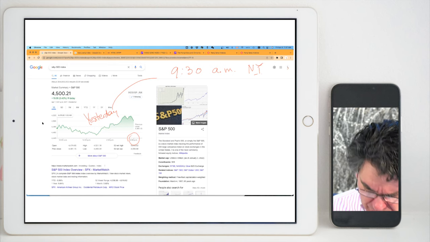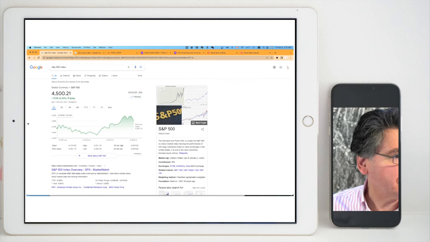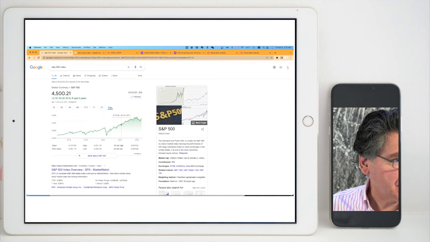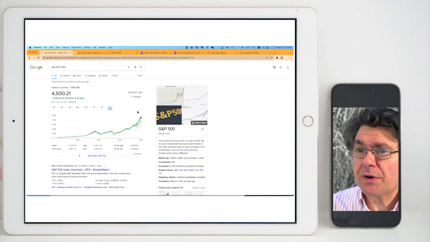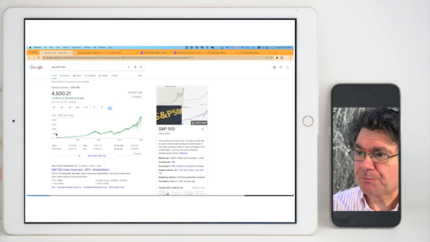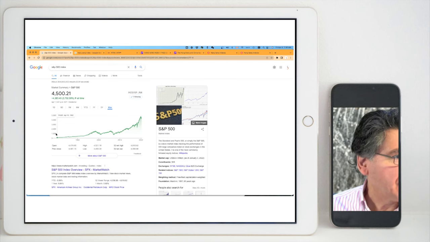That's not too important for us. We don't care about the performance yesterday. You can look at the performance over the last 5 years, and you can look at the performance over the entire history since it was created, back in 1982. So that's the index, but what is it?